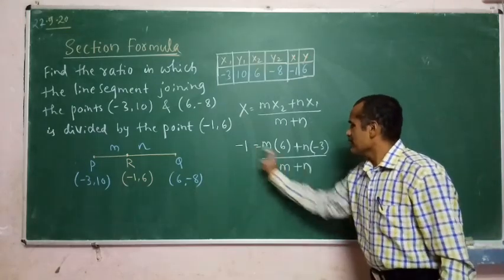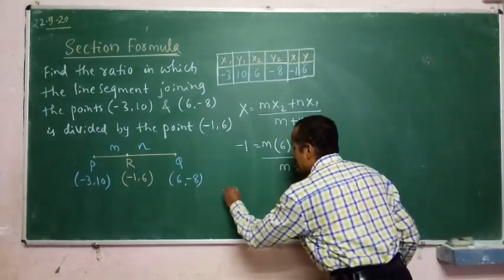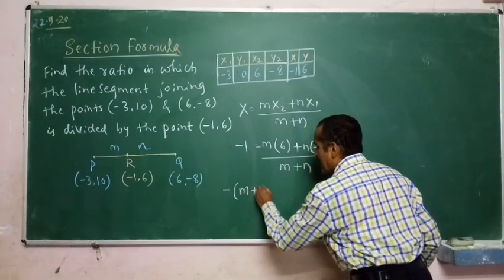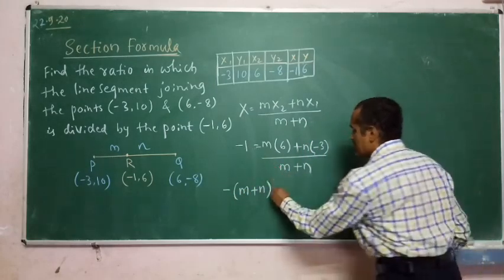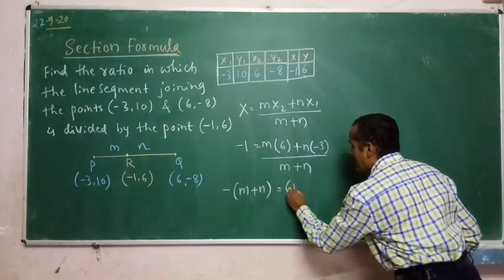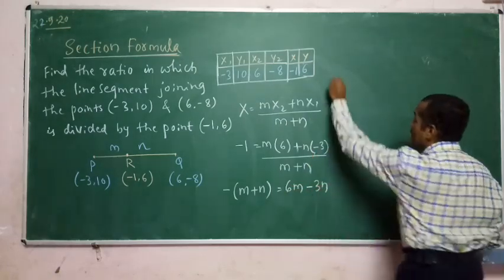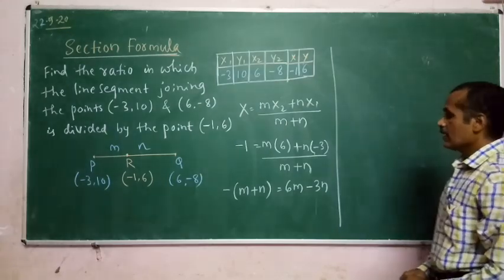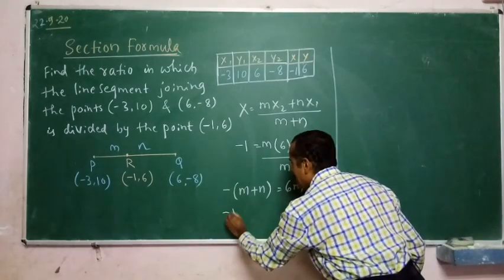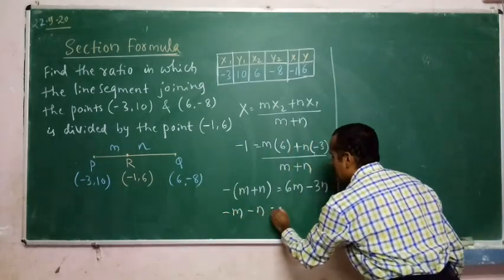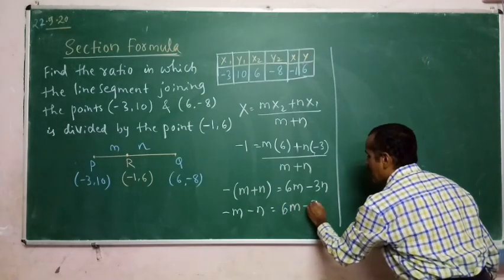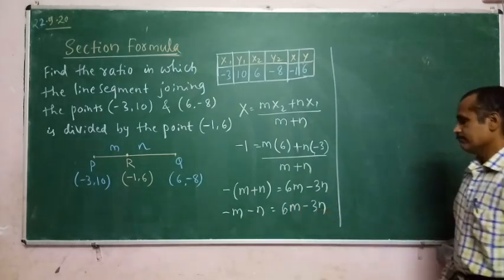Cross multiply. Minus 1 in bracket, m plus n, cross multiplied, is equal to 6m minus 3n. Come on, minus 3n. Open the bracket. Minus m minus n is equal to 6m minus 3n.